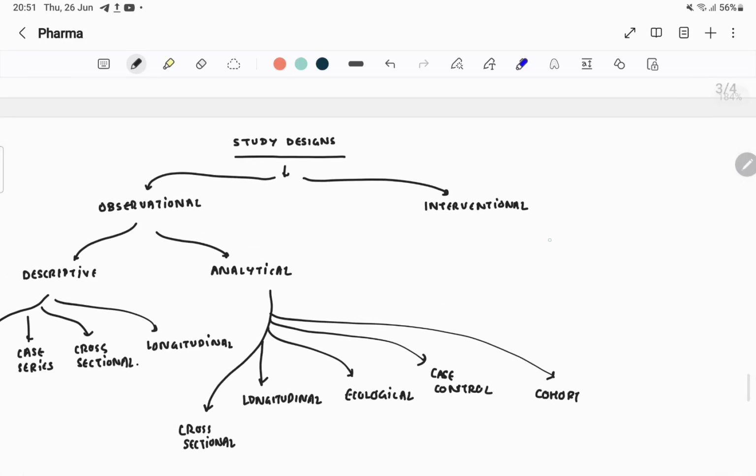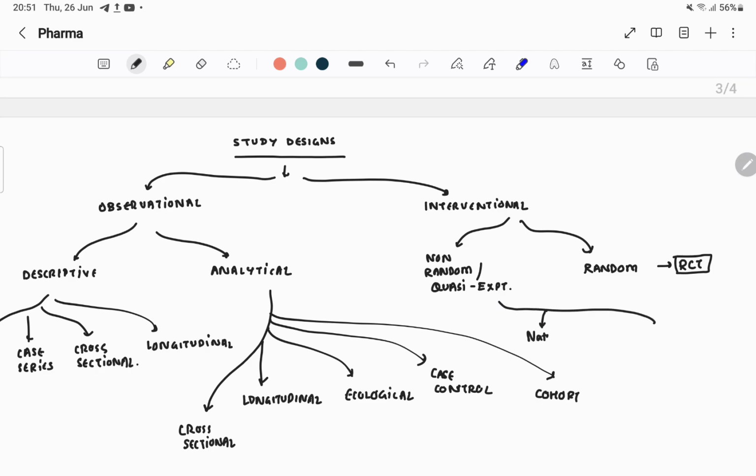Under interventional studies, we can have non-random or quasi-experimental, and we can have random. Only one study, that is RCT, randomized controlled trials. In quasi-random, we can have another four: natural experiment, that is the John Snow natural experiment of cholera example. We can have pre-post clinical trial, cessation experiment, or evaluation studies.